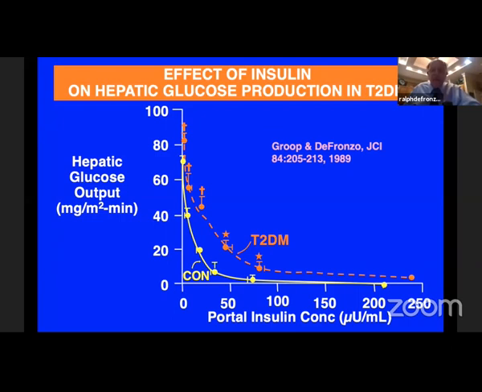And you can see in the diabetics, which are the orange curve, that the curve is clearly shifted to the right. For any given insulin concentration within the physiologic range, there's an impaired suppression of hepatic glucose production. At very high insulin concentrations to the right, you can overcome this insulin resistance, but these are really at quite pharmacologic levels of insulin.